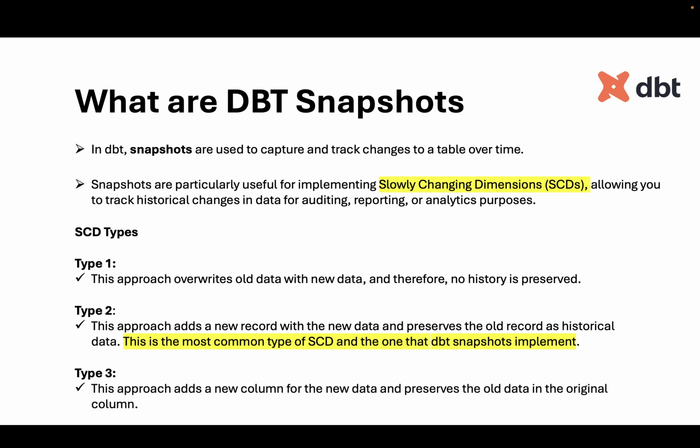The third type of SCD that we have is type 3, and this approach adds a new column for the new data and preserves the old data in the original column. We will not be going through this, but if you want to read more, I will put a link in the description where you can read more about slowly changing dimensions in data warehousing. It's a very popular feature, and a lot of companies use it, and they like you to have this knowledge. So we will be using DBT snapshots in this video to implement type 2. Okay, so now let's proceed.